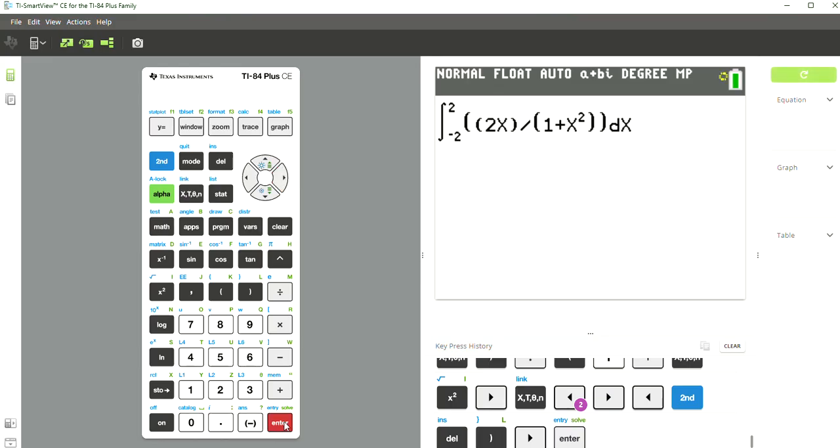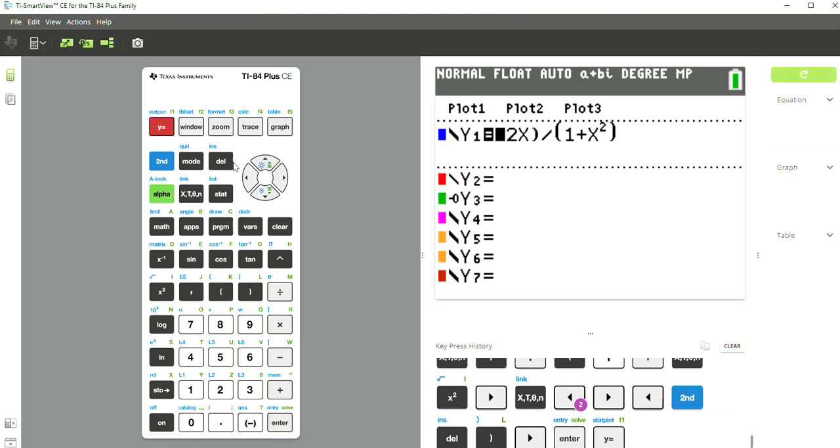If we push enter, you'll see it gives us 0. And that doesn't really help us to know why the value is 0. But if we were to go to our Y editor and plug that function in, notice I've already plugged it into Y1.